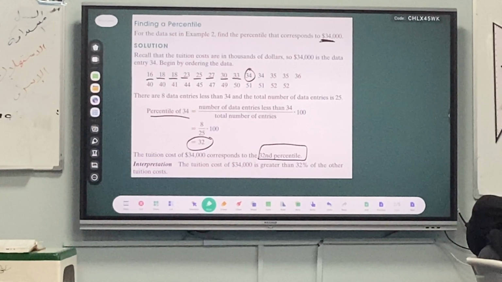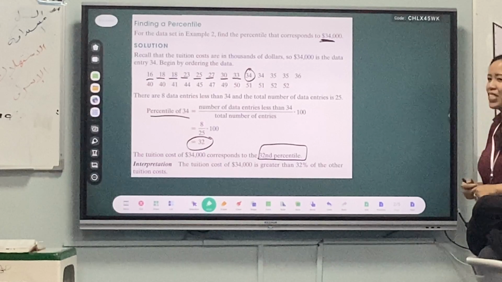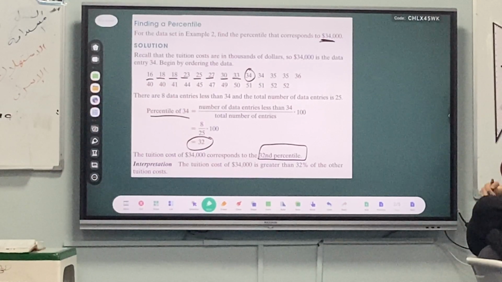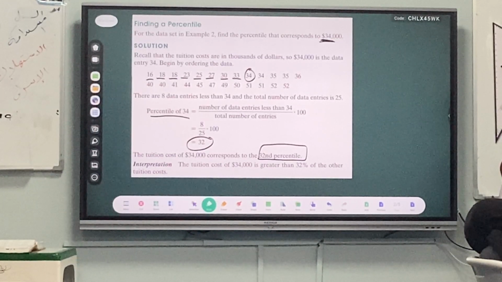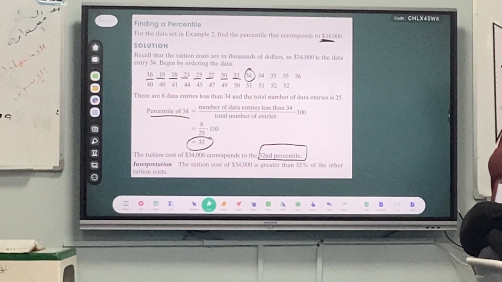Miss, how is it greater? It's saying that the number of data entries less than 34 makes up 32% of the whole data set. So we don't include 34. That's why 32% of the whole data set is less than 34. Guys, it's easier: the question literally says less than 34.